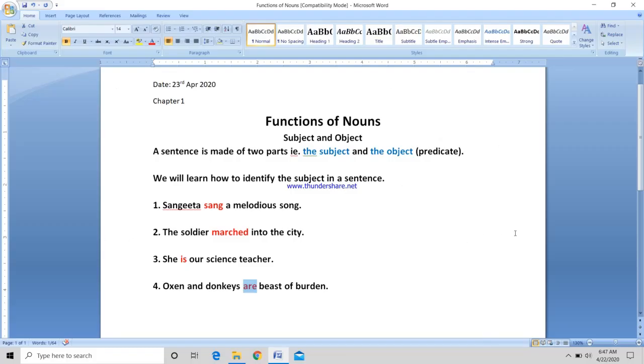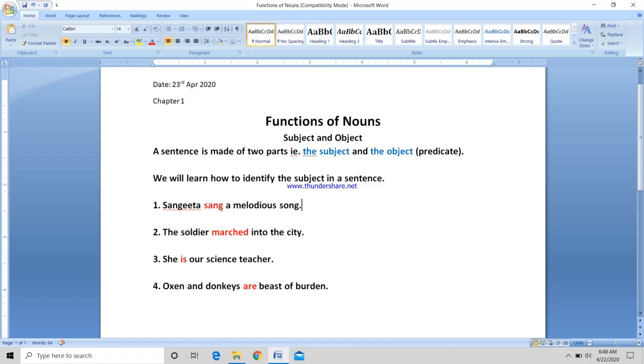Let's check if you have identified the correct verb. The words in these 4 sentences which are marked in red are the verbs of the sentence. Please check. Well, now we will come to the point to identify the subject. Let us take the first sentence. Sangeeta sang a melodious song. So the verb over here is sang. Right?